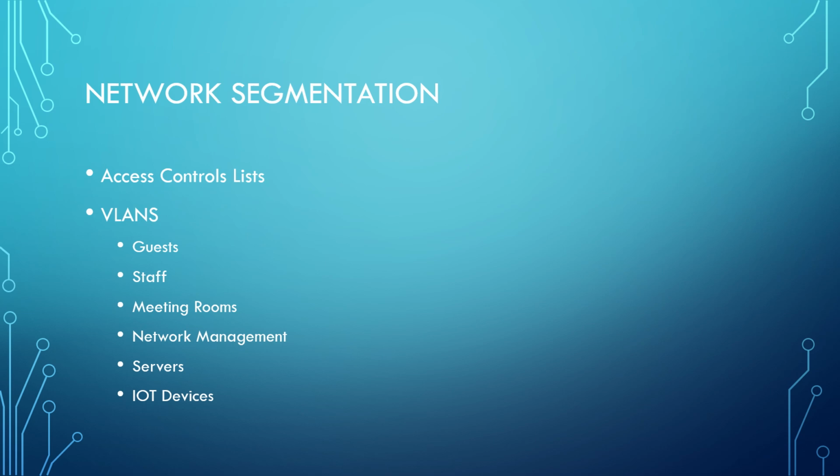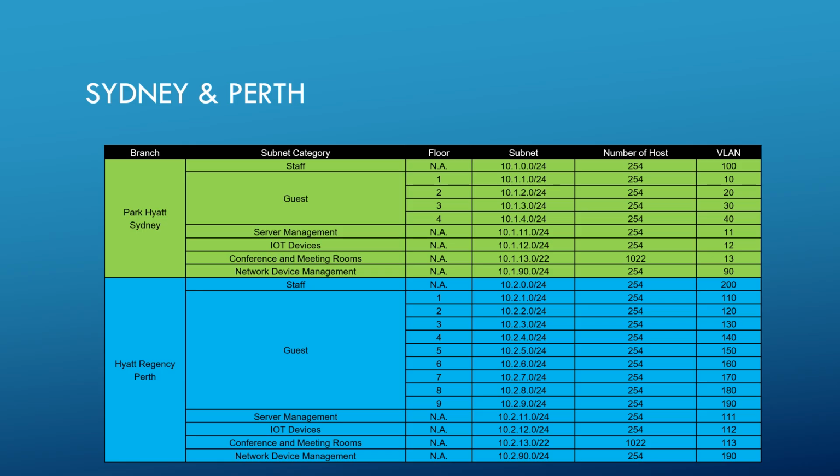Hi, I am Nelitha. Let me talk about the network segmentation. We are planning to use VLANs in each hotel network to separate traffic for different groups. These groups include guests, staff, meeting rooms, network management, server, and IoT devices. Additionally, we are planning to use access control list policies to further restrict unauthorized devices from connecting to sensitive VLANs.